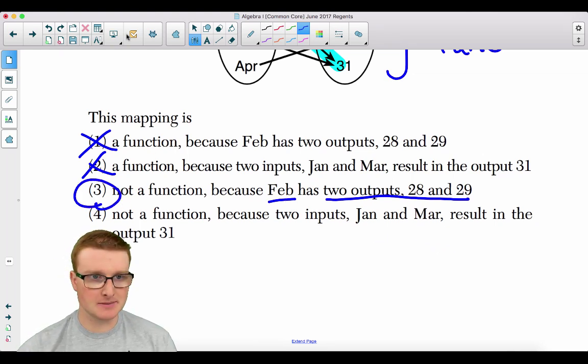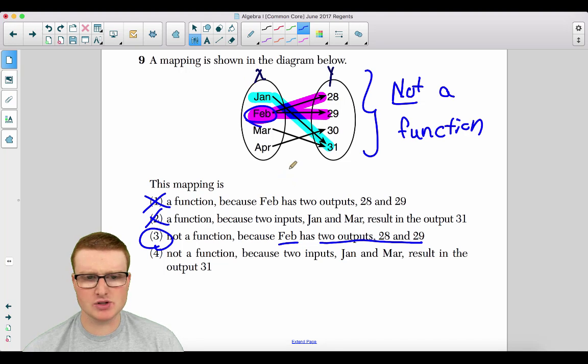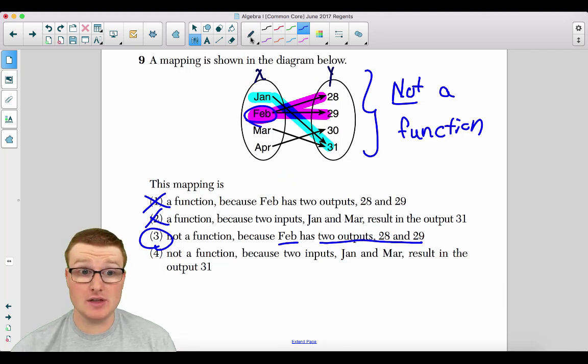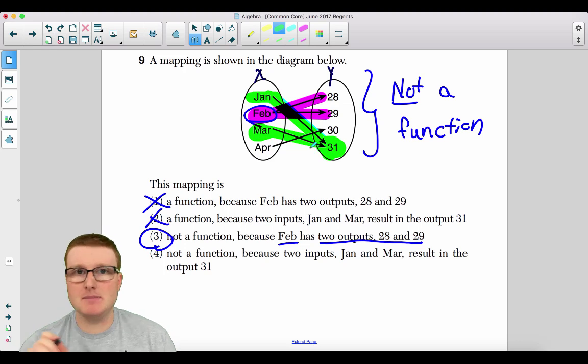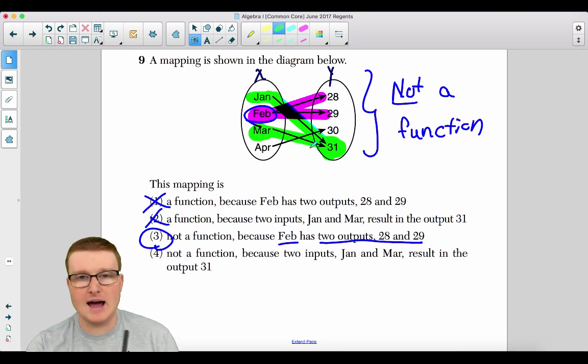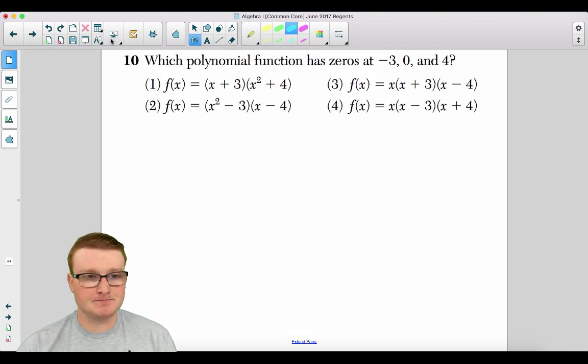Boom. There's your answer. Choice 4 showing not a function because 2 inputs, January and March, results in 1 output. They tried to trick you there, folks. They tried to say, hey, look, January and March have the same output value of 31. Doesn't matter what happens with the output. We only care about the input values, the X's. We only care about this piece right here, if it repeats or not. Okay? That's number 9. Moving on to number 10.